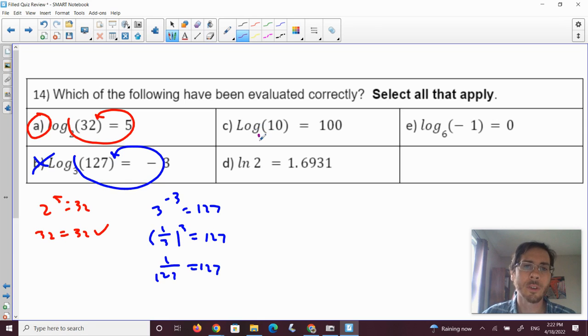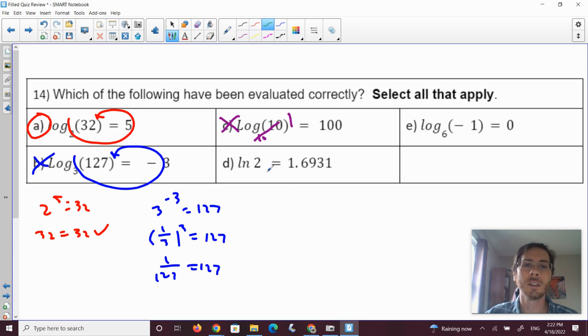Remember, if there's no number after the log, that's log base 10. One of the log rules is that if the base is equal to the argument, if these two numbers are the same, it's just going to become 1. 1 does not equal 100, so we're out there.